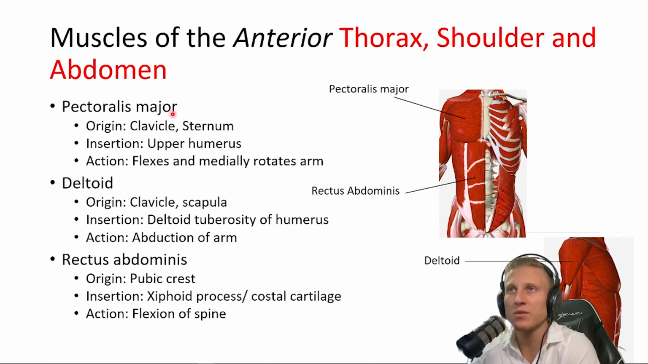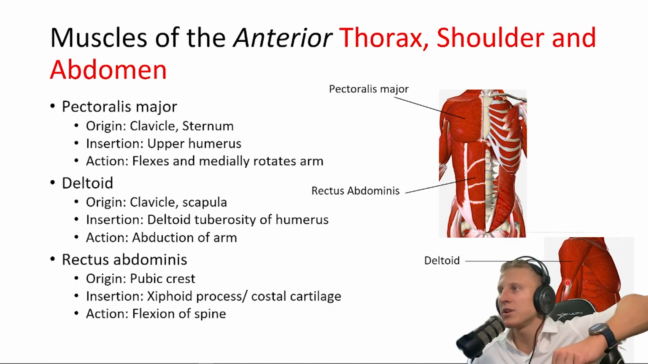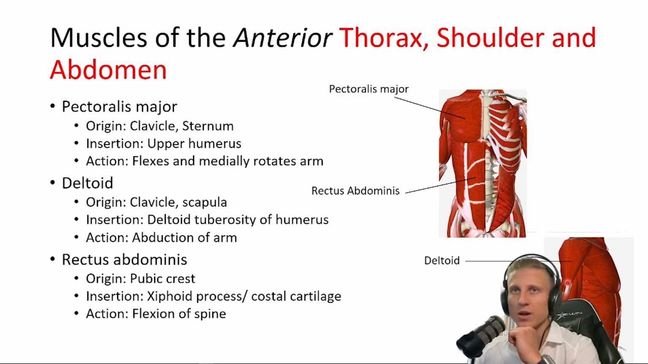We have the deltoid, which we mentioned before, that big shoulder muscle. Origin on the clavicle and scapula. And then insertion on the deltoid tuberosity of the humerus, right here, that rough surface, a slight protrusion, but generally just speaking, a rough surface on your humerus. And the action is abduction, moving away from the midline, abduction of the arm, lifting up and away.